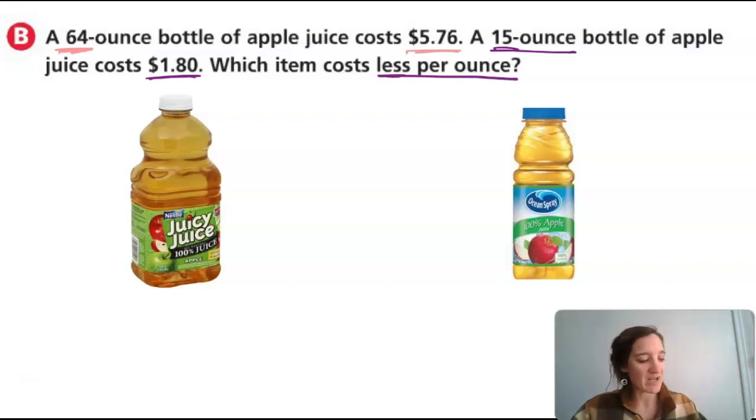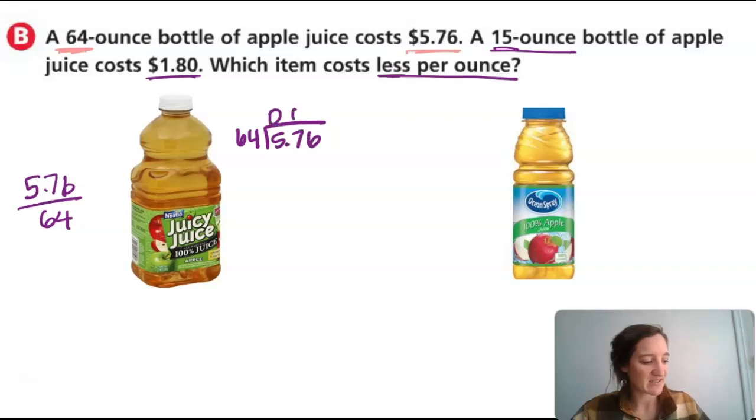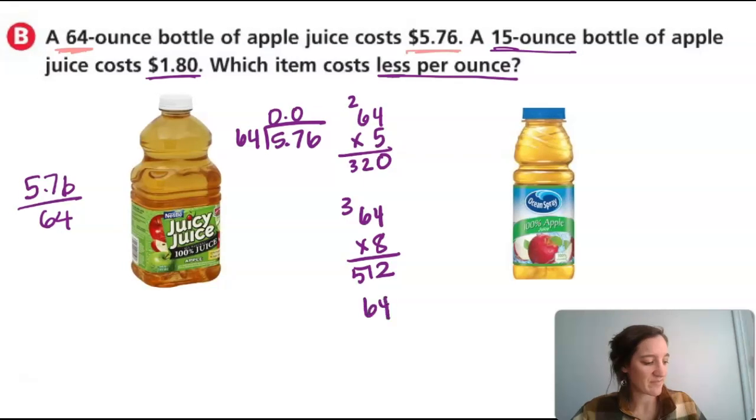So I'm going to remember that money always goes first. The big container is $5.76. So I'm going to end up going $5.76. 64 won't go into either of those. So I'll try 5. You guys might be quicker at this than I am. 32, that's not enough. Let's try 8. 32, 48, 49, 50, 51. Ooh, I still think I can get closer.